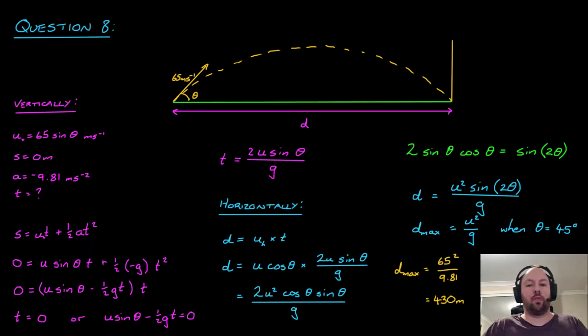And so using this formula, we find that for an initial velocity of 65 meters per second, we get a maximum range of 430 meters. Alright, finally we're going to take a look at how to answer question 9, which was the challenge question and is honestly quite a difficult problem to approach.